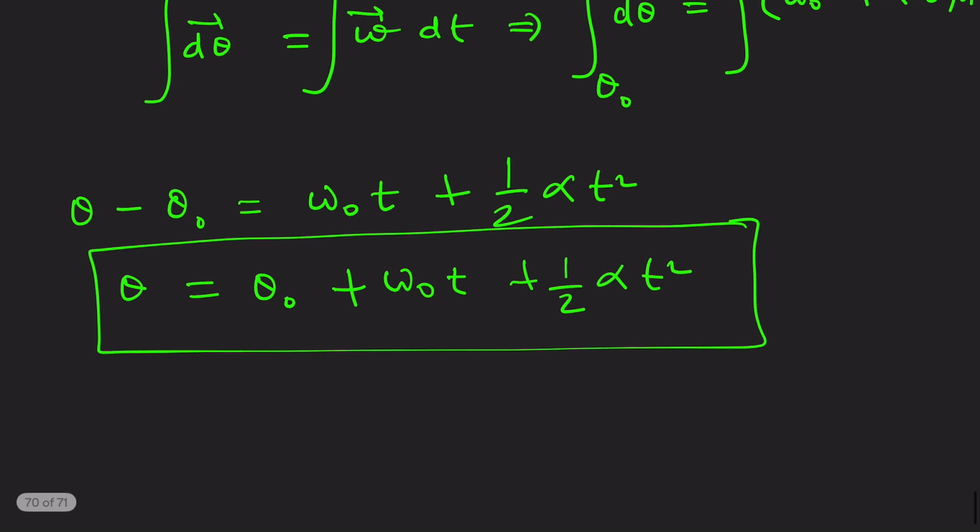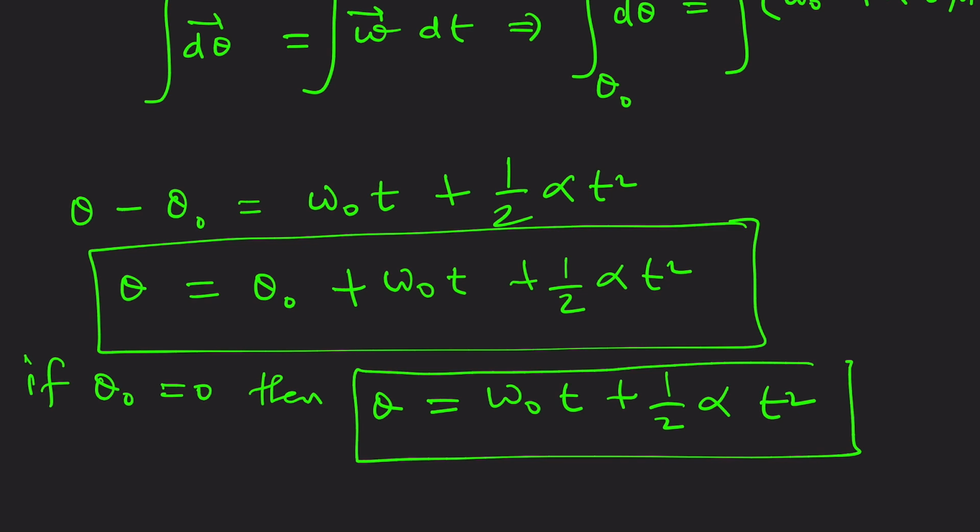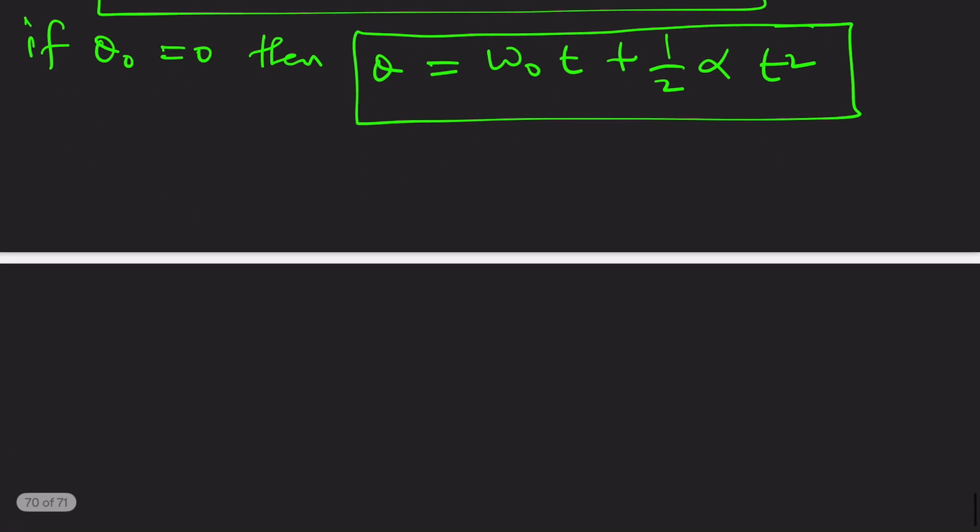And if theta naught is equal to 0, then we can say the final angular position will be directly omega naught t plus half alpha t square, which is very similar to the formula s equals ut plus half a t square. I hope you're getting my point till now. And now, guys, the third equation, that is alpha is equal to omega d omega by d theta.